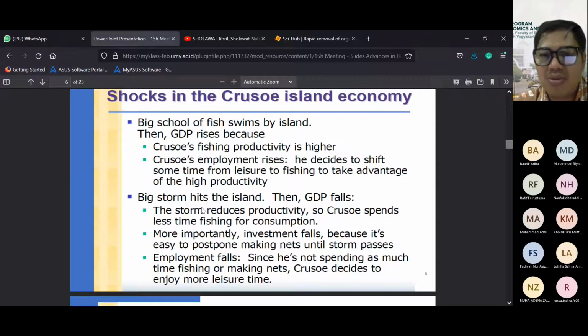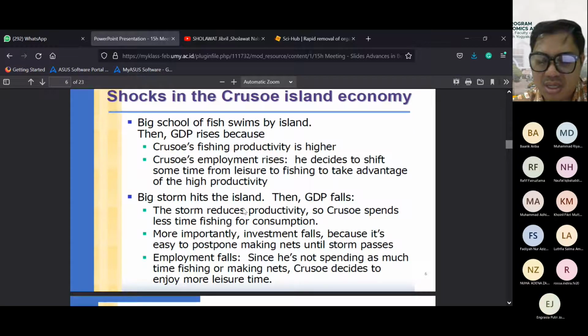The storm reduces productivity. Now, I think you can connect this with the current condition, whereby the pandemic is an external shock. And GDP falls, the storm reduces productivity, so Crusoe spends less time fishing for consumption. I think it can be applied to your side when the pandemic happens, so you decrease your consumption.